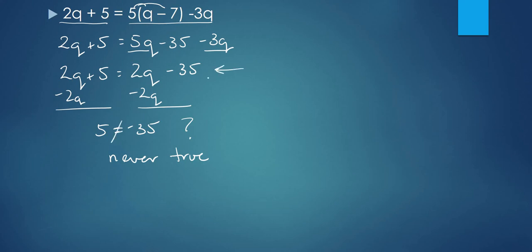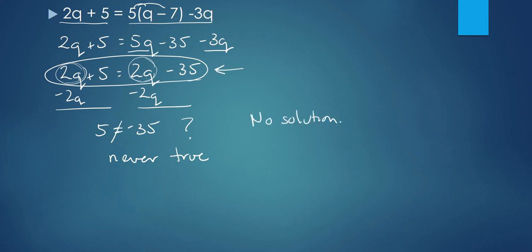So let's look back to this line before my variable disappeared. If I pick any number for q and plug it into this line, 2 times q on the left and 2 times q on the right is going to give me the same value. If I have a value and I add 5 to it, can it ever equal the same value minus 35? No. So this equation has no solution.